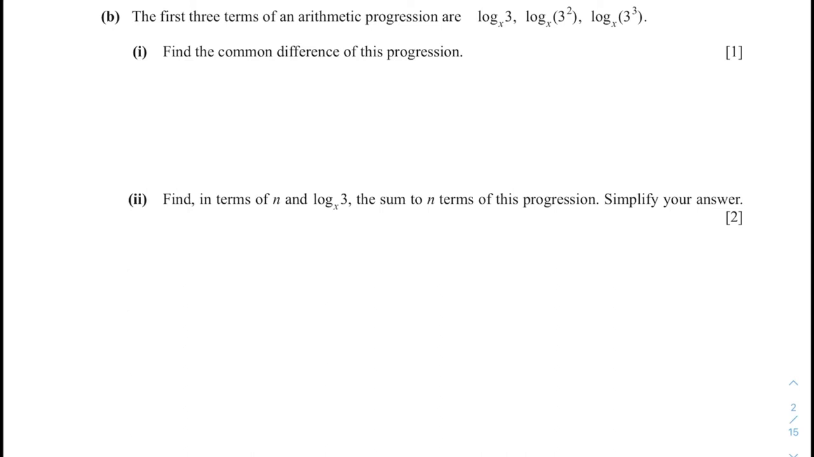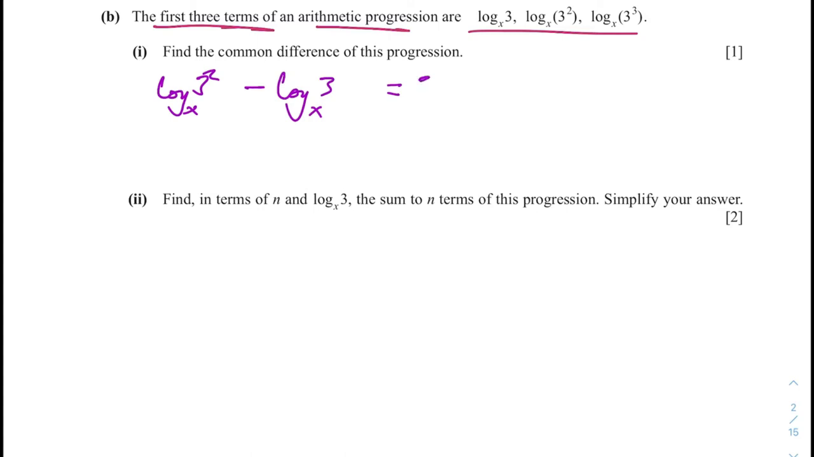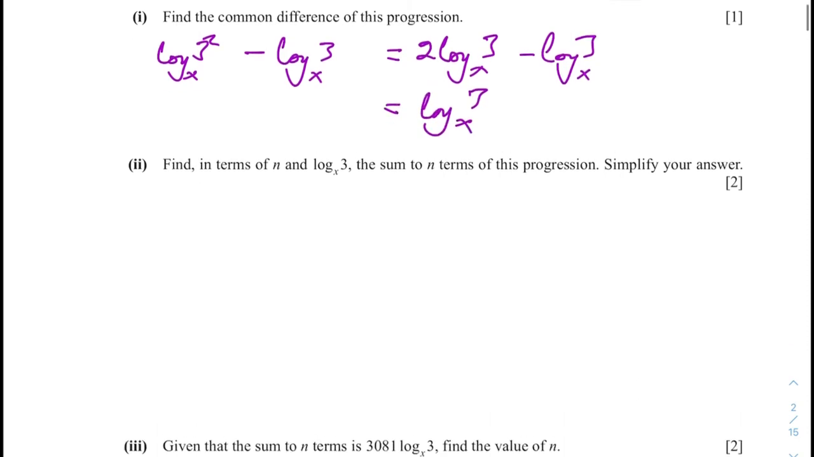So the B part of the question says that the first 3 terms of an AP are these, all right, AP. So we should find the common difference. Well, the common difference is basically this term minus that term, or this one minus that. Regardless, whatever you choose to use is fine. So I will go with this one, and that should give us 2 log 3 base x minus log 3 base x, giving us log 3 base x. All right. Okay, so that's our common difference.